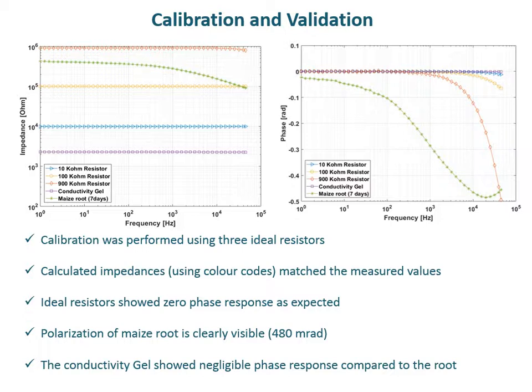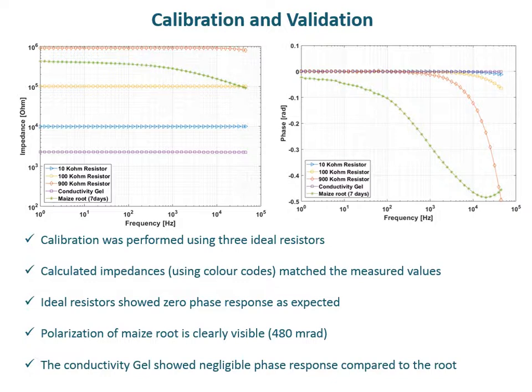From what we see here, this is the impedance of the gel. This is for 10 kilo ohm resistor, 100 kilo ohm resistor, and then this is 900 kilo ohm resistor. So the measured value matched the calculated values. And here we see the impedance of the root. You can see it's high between the 100 kilo ohm and the 900 kilo ohm.